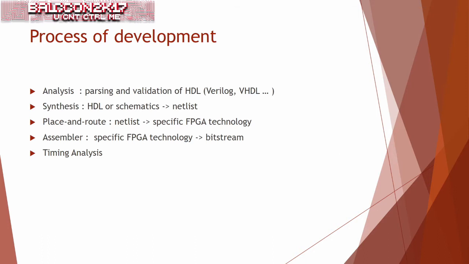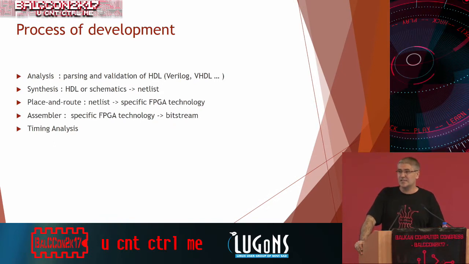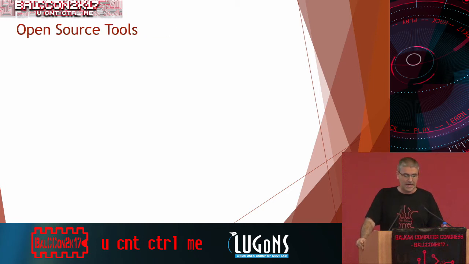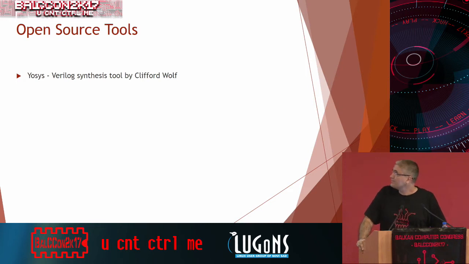And we also have the timing analysis as a part of the development process. The timing analysis is really important because then you can see if that product is ready to run at the speeds that you have provided data for. And we have simulation because we need to trust our design. In this case, we are going to use the open source tools.